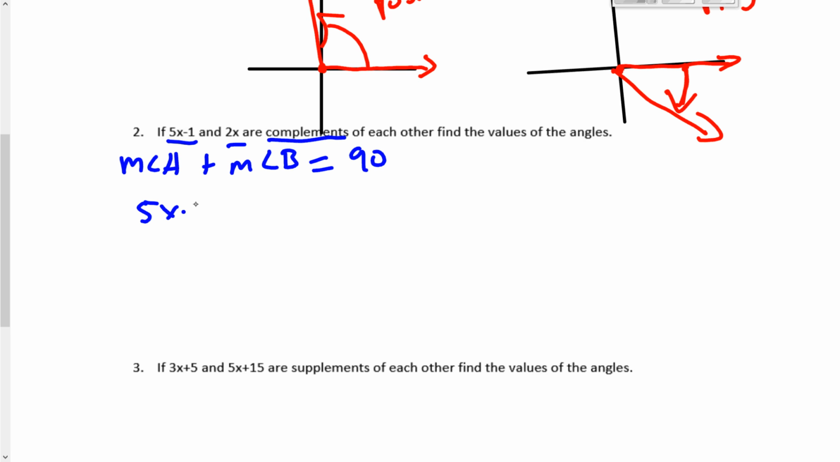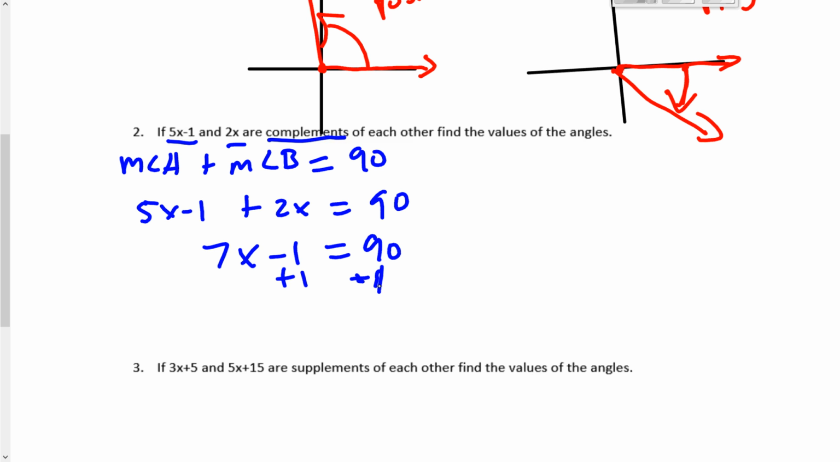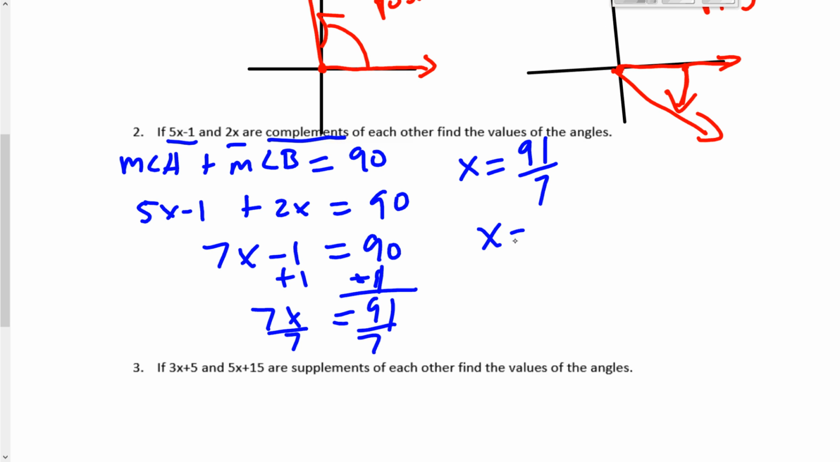So 5x minus 1 plus 2x equals 90 degrees. I add these together, I get 7x minus 1 equals 90. Add 1, plus 1 equals 91. So 7x equals 91, so x equals 91 sevenths. I could do that on a calculator. That is 13, so now that's my x. Now I can plug that back in.